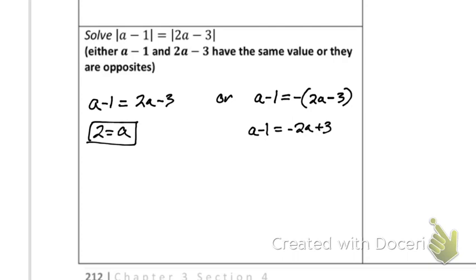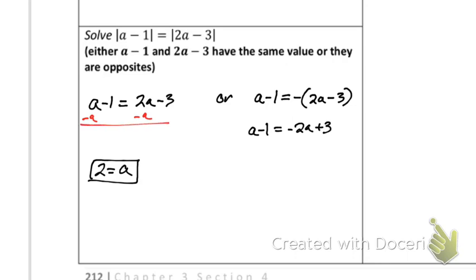Isn't it 4? Wait. No, it's fine. Let's go through the steps. No, because there's. Right. So, oh, never mind. I subtract a from both sides, I would end up with a on this side. And if I add 3 to both sides, I would end up with 2 over here. So we have 2 equals a, or a equals 2. Cool. All right, our next one.